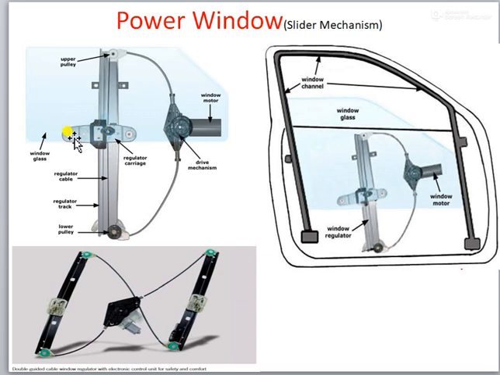On the regulator carriage the window glass is mounted, and the window glass is supported at the center with the help of the regulator carriage, and at the two ends it is supported by a window channel. So at the two ends it is supported by the window channel, and at the center by the regulator carriage. If we use two tracks, then this window channel is no need to use.